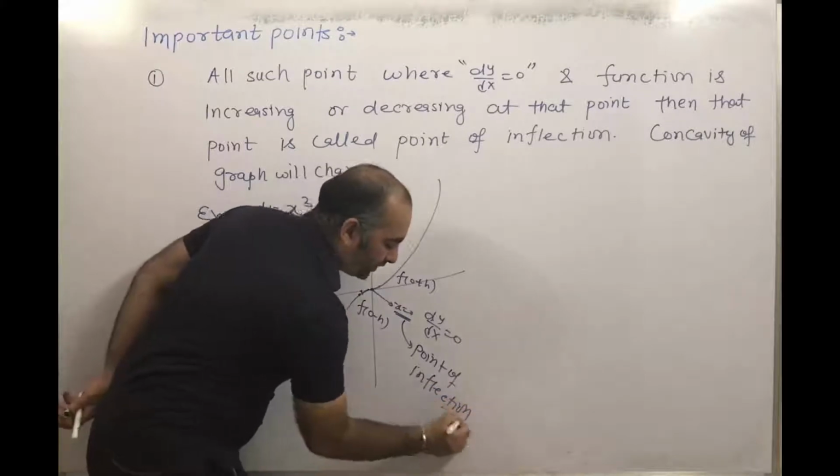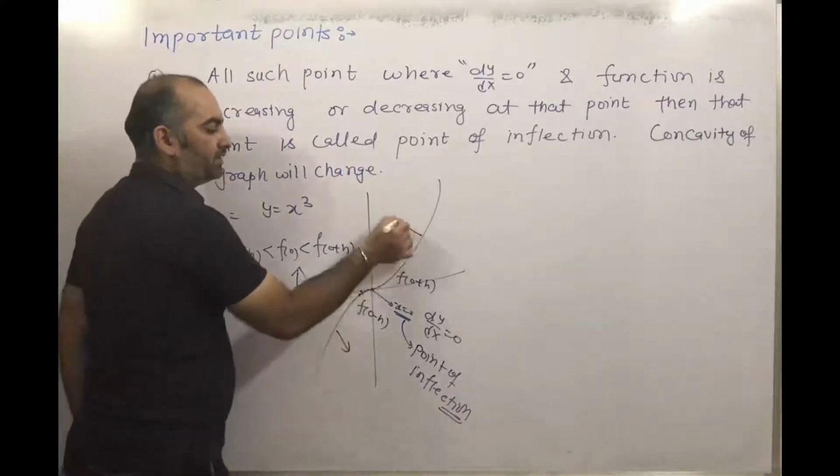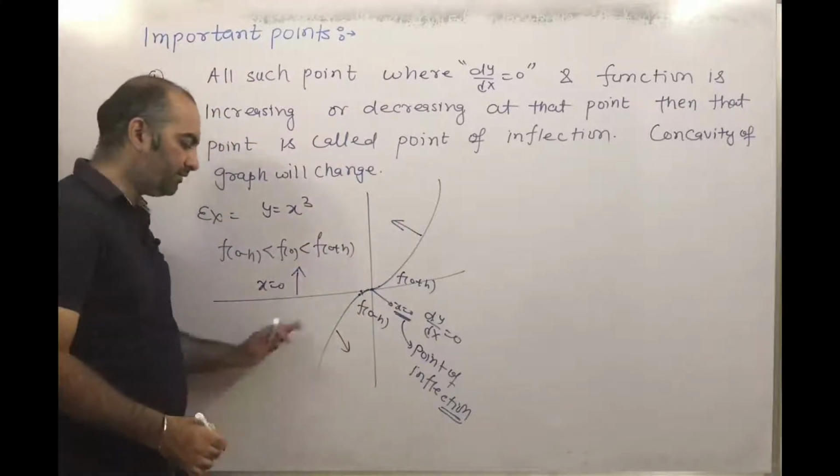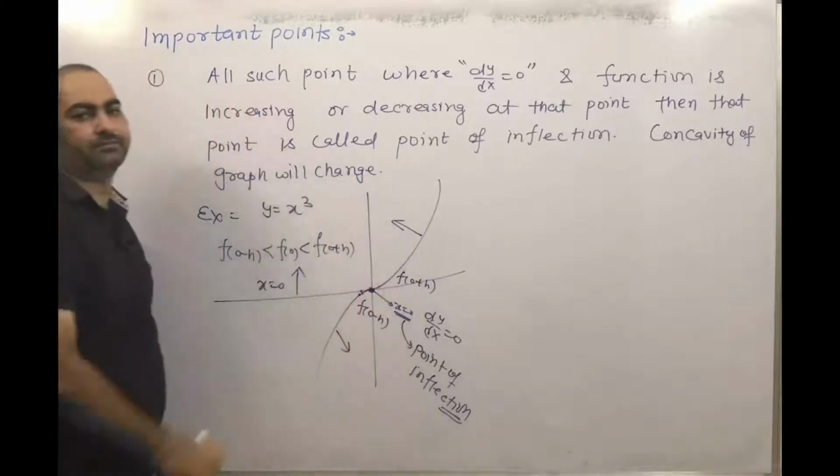And here concavity will change. So concavity, this is what? Downwards, and this is what? Upwards. Okay, so here concavity is changing from downward to upward, so this point is called point of inflection.